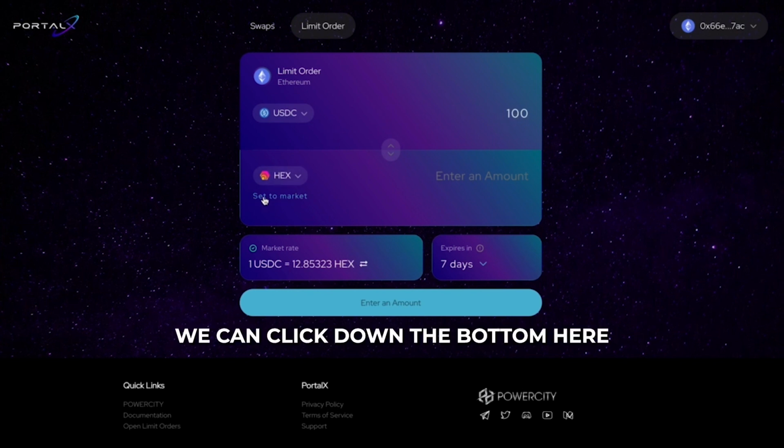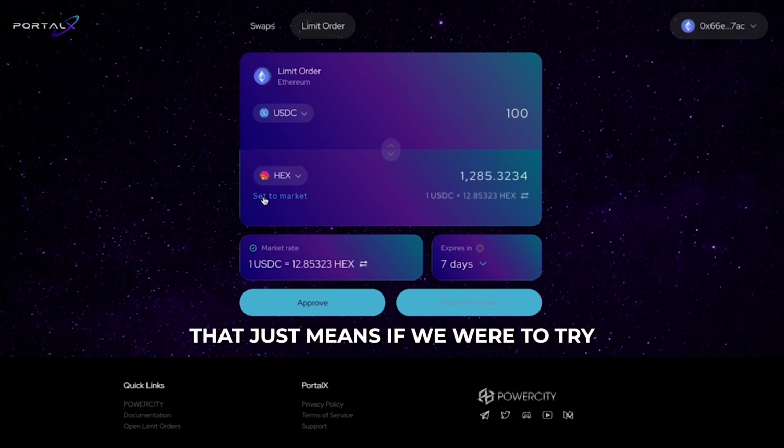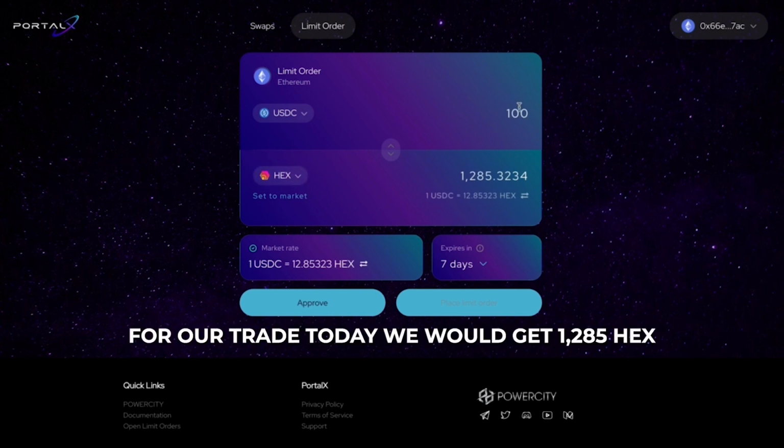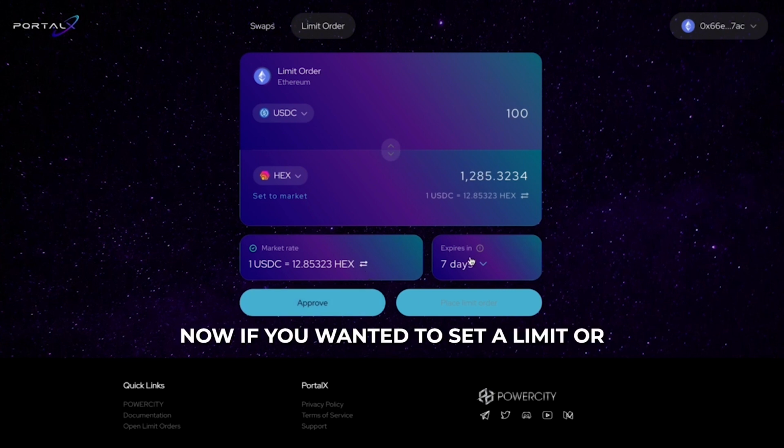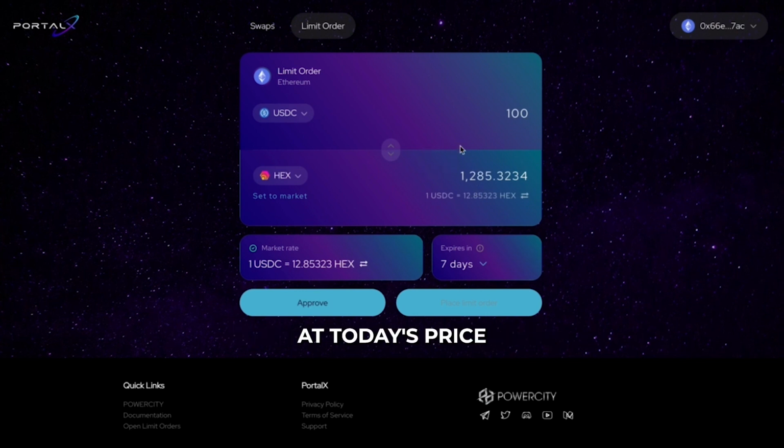We can click down the bottom here, set to market. That just means if we were to make our trade today at the current price of HEX, we would get 1,285 HEX for our 100 USDC. Now, if you wanted to set a limit order, you can set the limit order at today's price, and it will execute when the trade can be made for the amount that you wish to receive.